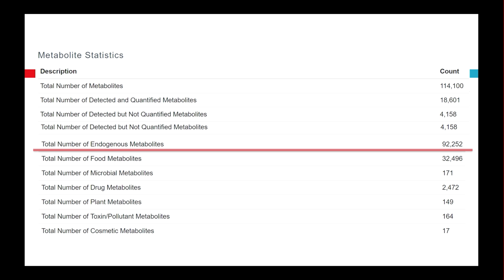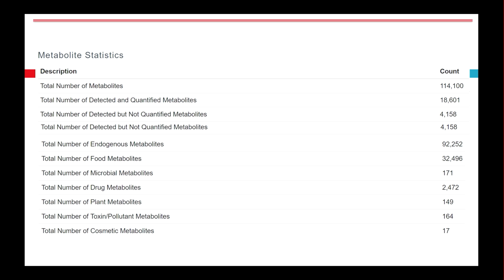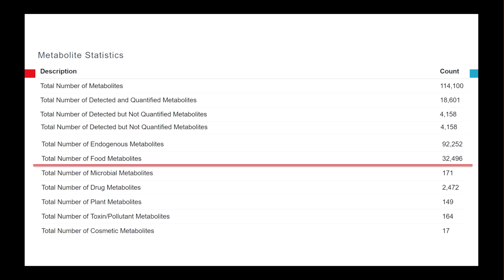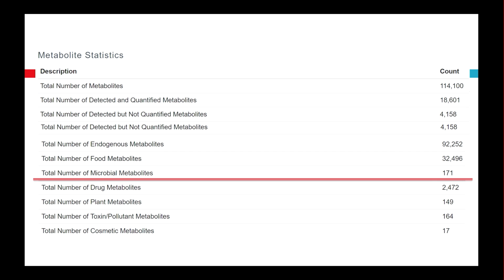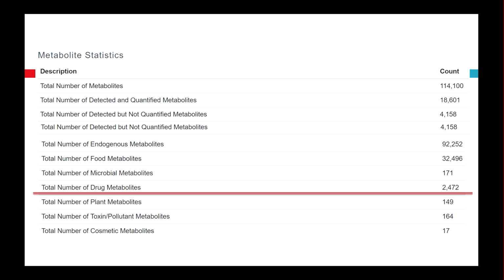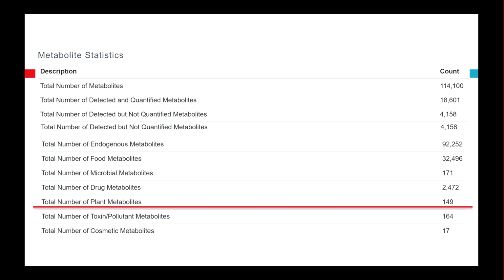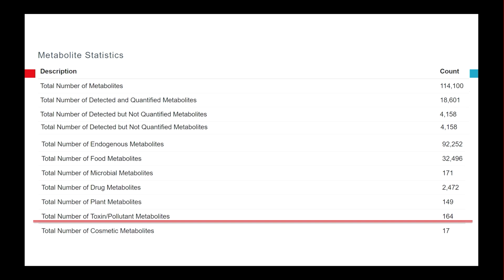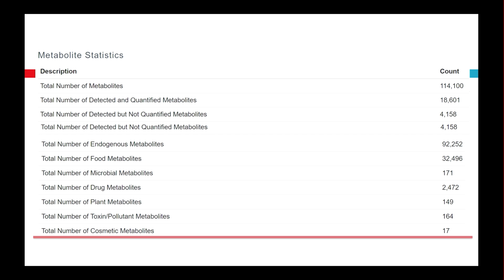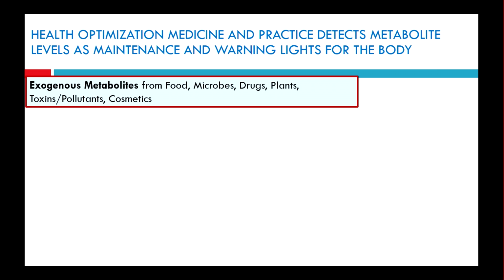Take a look at this. There are about 92,252 endogenous metabolites, and these are both detected and quantified and detected and not quantified. Food metabolites, about 32,500. Microbial metabolites, 171. Drug metabolites, we like taking those, 2,472. Plant metabolites, 149. The fastest growing segment of the metabolome are the toxins and pollutants. And of course, the cosmetic metabolites. Watch it for those who wear cosmetics. It's 17 and also growing.